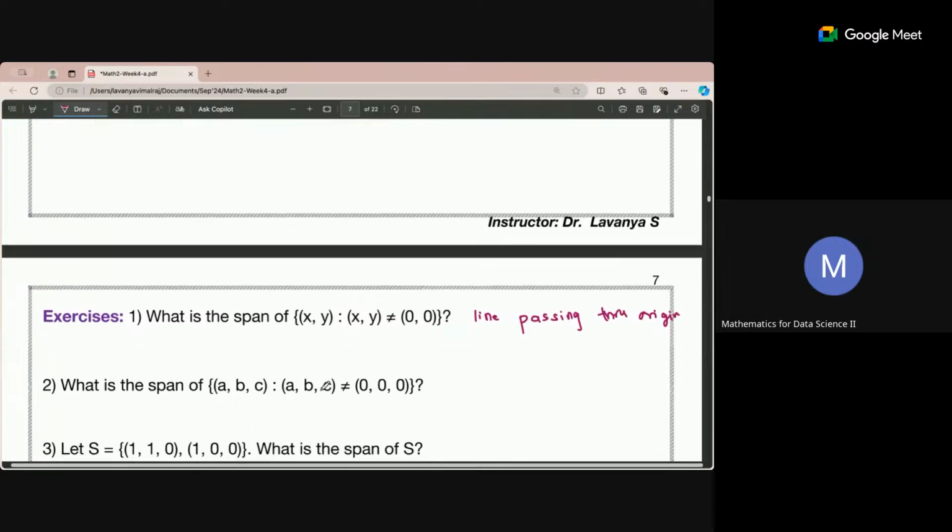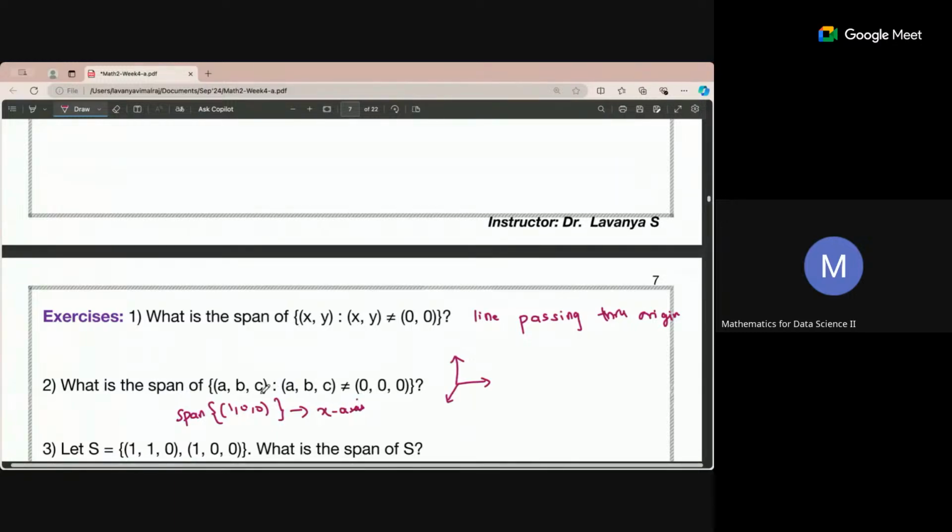What about the same when you are talking in R3 again? It's the plane. See now, let us say you are in R3 itself. I am considering the vector 1, 0, 0. Now, what is the span of 1, 0, 0? It's the x-axis. Then how can you say it is a plane?